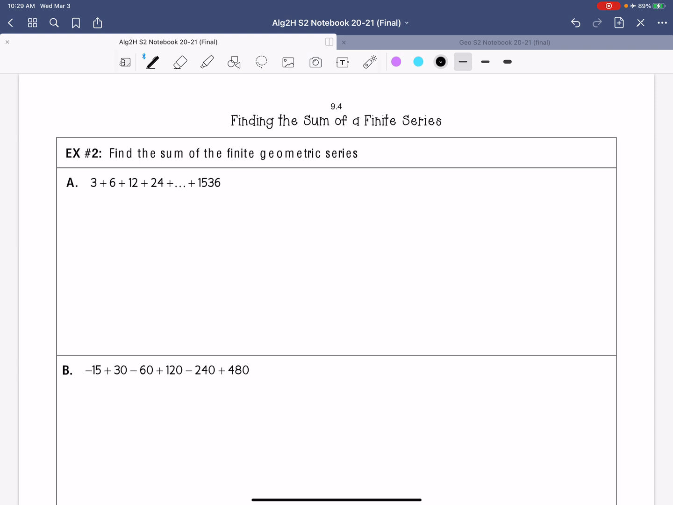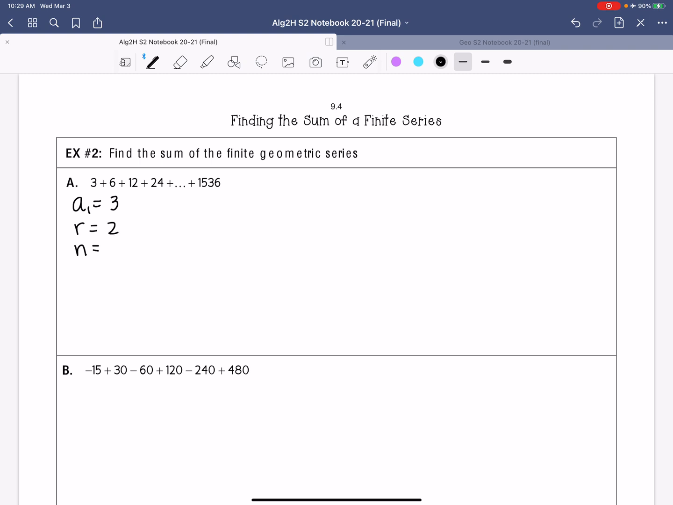All right, so this one says, find the sum of the finite geometric series. Okay, so let's just talk about the things we need again. For these problems, we need A1, we need R, and we need N. So I can clearly see A1 is 3. Again, I'm going 3, 6, 12, 24, so R is 2.